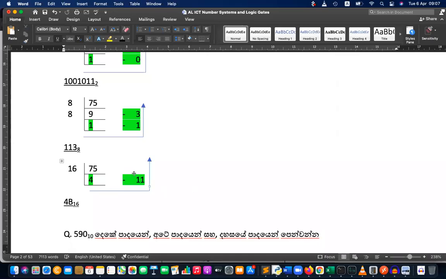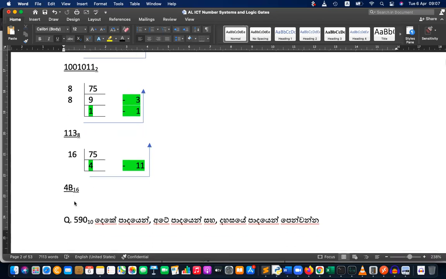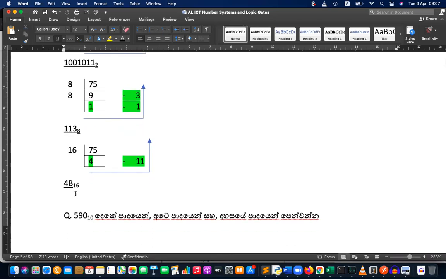Right, here 4 remains in 11. 4 is 4, and 11 is B. On the other hand, you can convert 11 into 16 to the power 0. 16 to the power 0 is 1, and 1 times 11 is 11. Then 16 to the power 1 is 16, and 16 times 4 is 64. 64 plus 11 is 75.